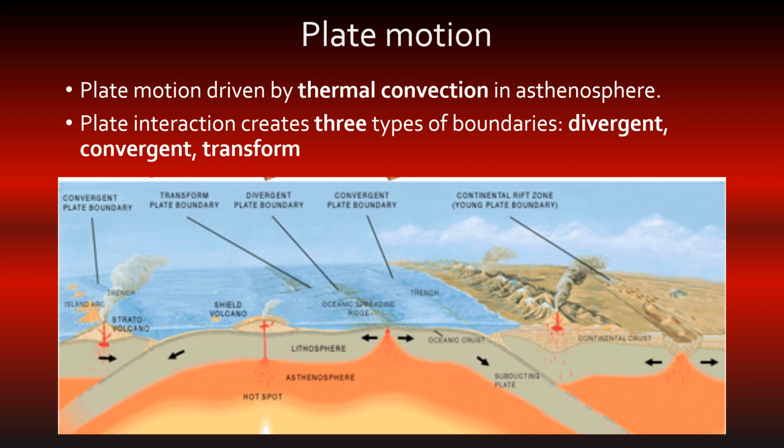And the main argument here was what drives plate motion. If these plates are moving, why are they moving relative to one another? Why are they moving in different directions relative to one another? If the rotation of the Earth was driving the plates, then they should all be moving in the same direction. And it just doesn't make sense that some would be colliding and some would be separating and some would be sliding. And then it was proposed that plate motion was driven by thermal convection in the asthenosphere.